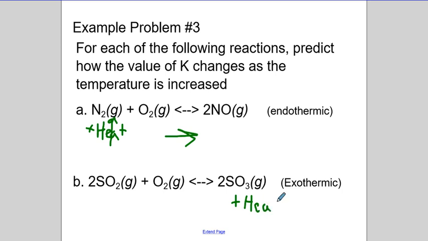So we can literally just write heat on the product side of this whole thing. Well, if we increase the temperature, we just increased a product, so that means we shift that way. So the top one, because it's endothermic, heat's a reactant, it will shift to the product side. The bottom one is exothermic, so heat is a product, it will shift to the reactant side. So that's all there is to that piece of everything.